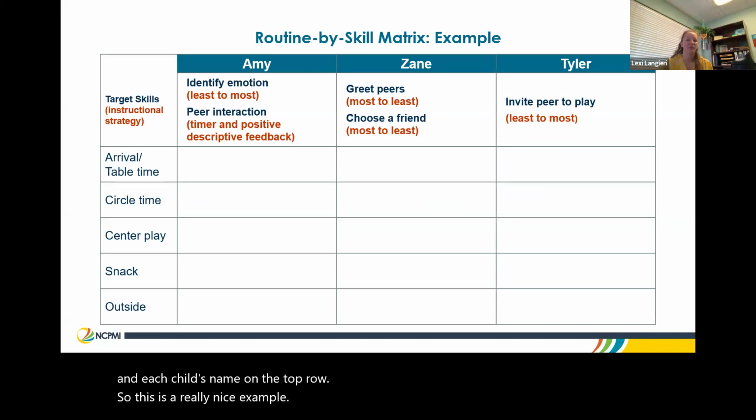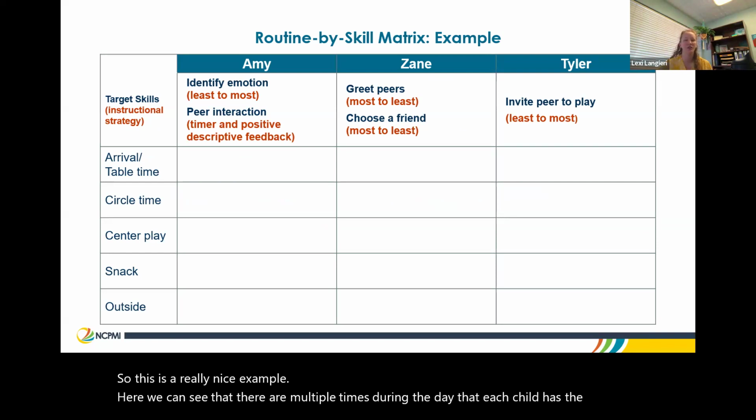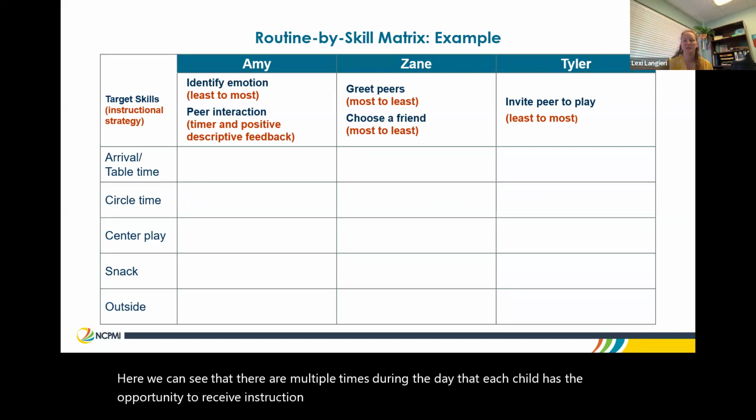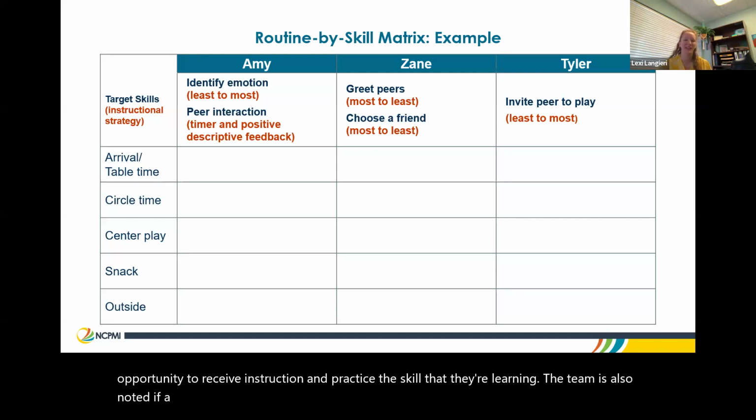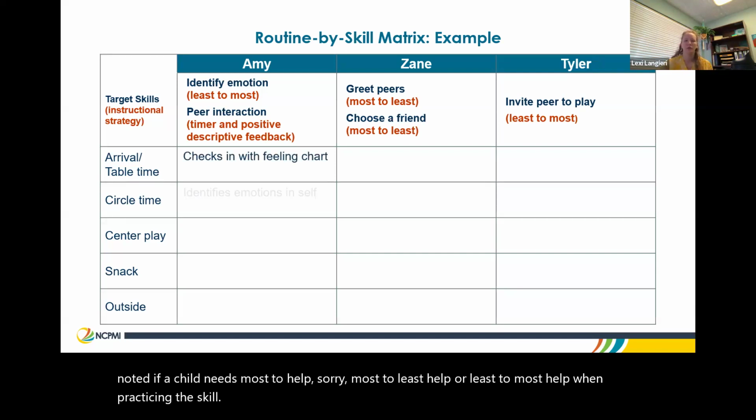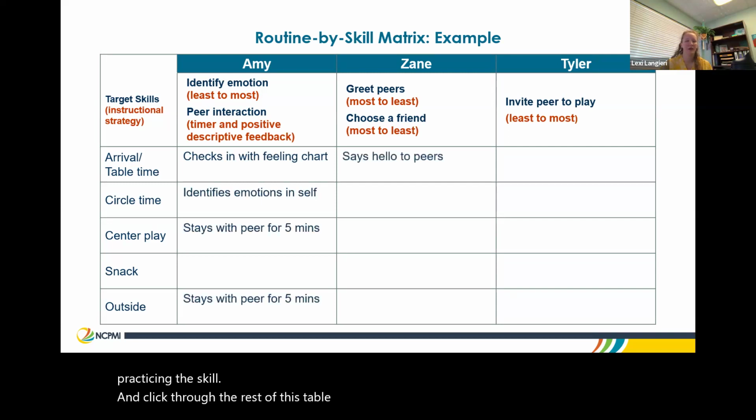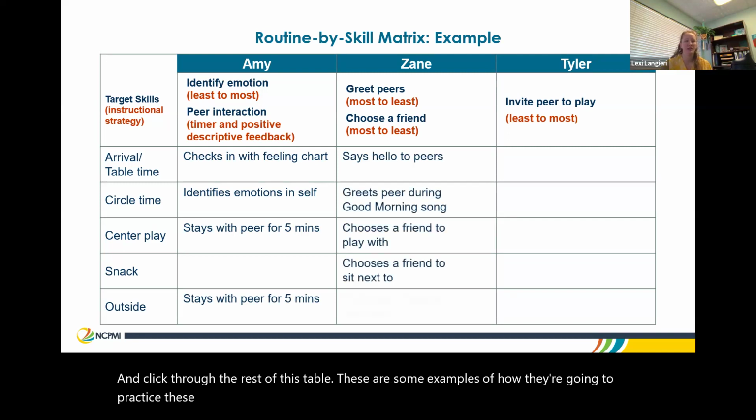Here we can see that there are multiple times during the day that each child has the opportunity to receive instruction and practice the skill that they're learning. The team has also noted if a child needs most to least help, or least to most help, when practicing the skill. Click through the rest of this table. These are some examples of how they're going to practice these strategies during these activities.